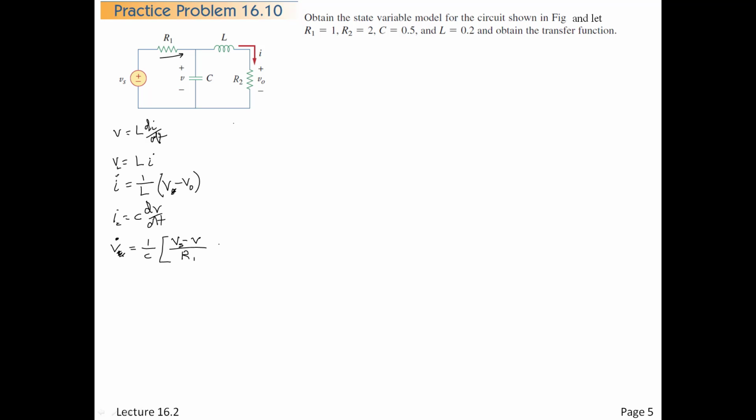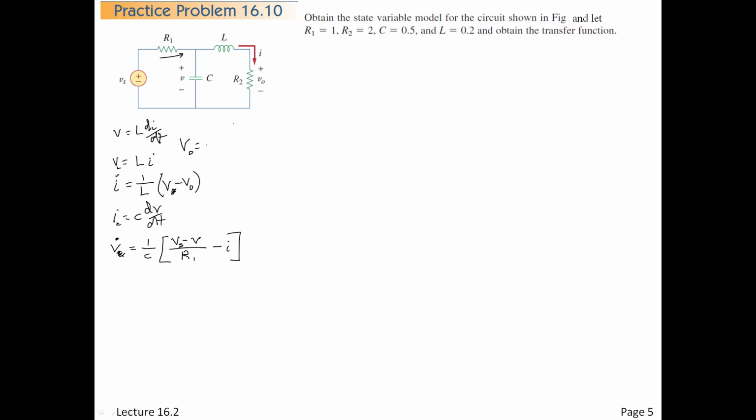All right, and then that is minus I. Okay, so that's the current in the capacitor. 1 over C times that is the derivative of the voltage with respect to time. All right, so that's our basic starting point. We've identified our state variables, I and V, and the equations that relate them. And notice very nicely, we've got V out in one equation. So let's have that. We're probably going to need that at some point.